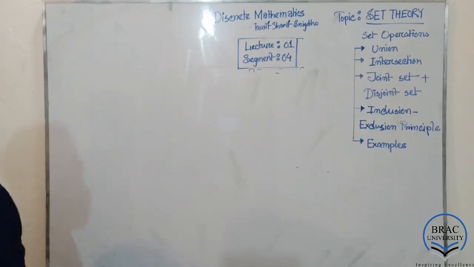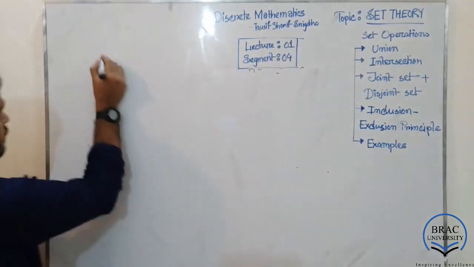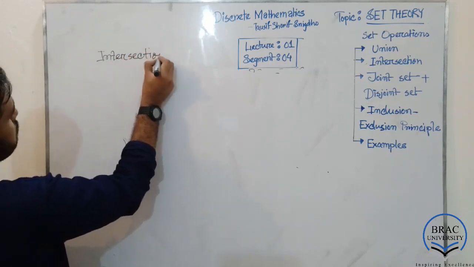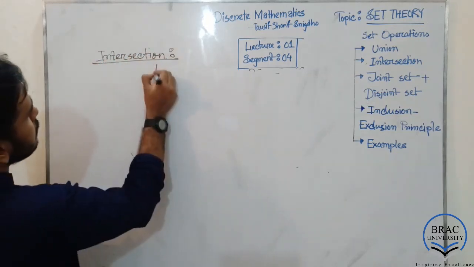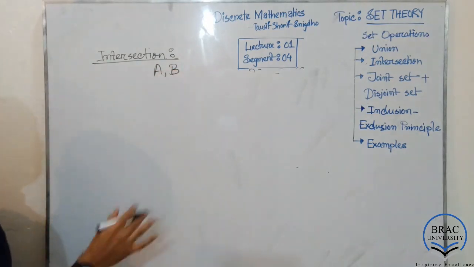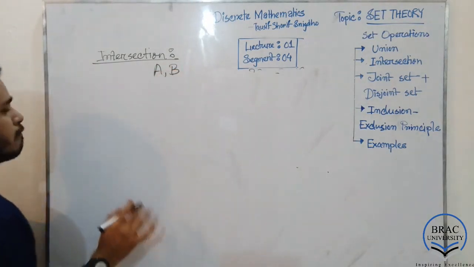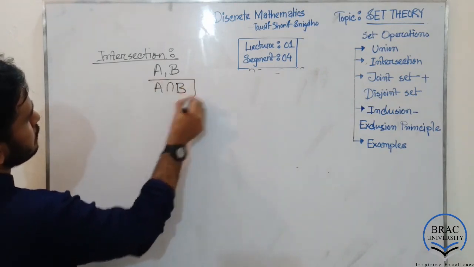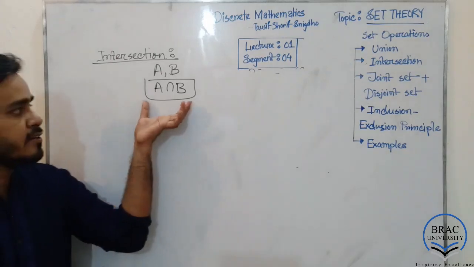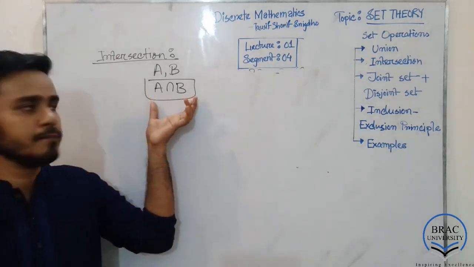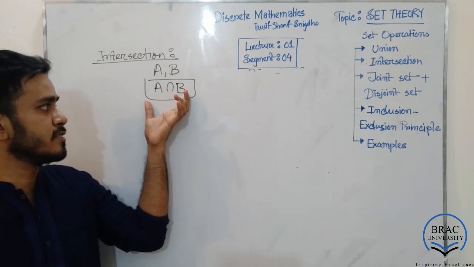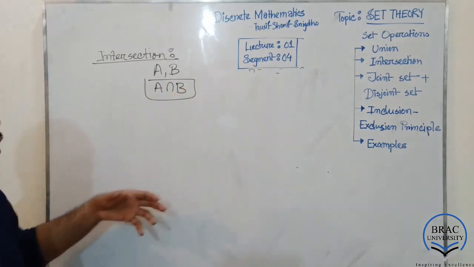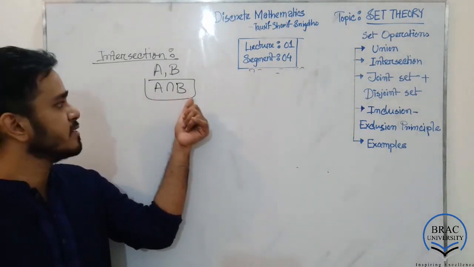Now we will know about another operation, intersection. Like the previous one, we are considering sets A and B. The intersection of sets A and B is denoted by A intersection B. This symbol, right? What is A intersection B? This is a set which contains all of those elements which belong to both set A and set B.